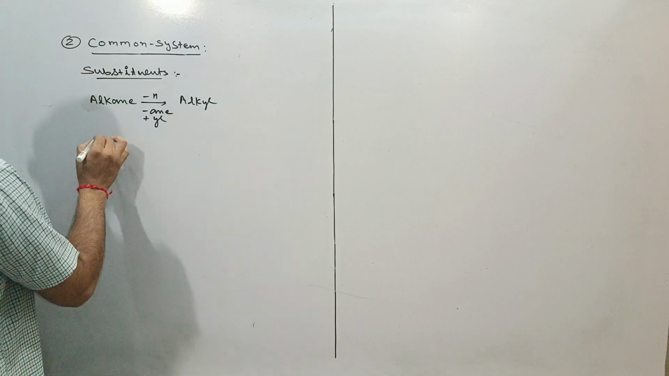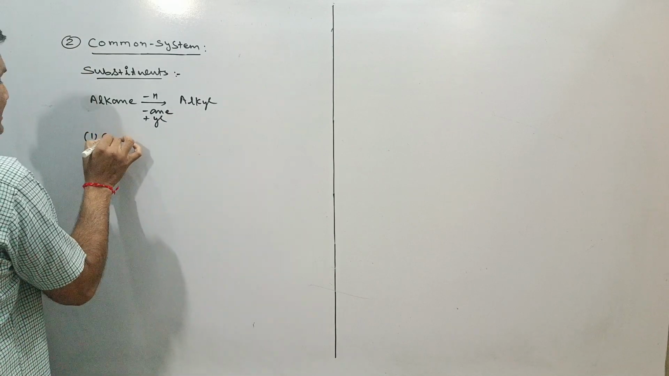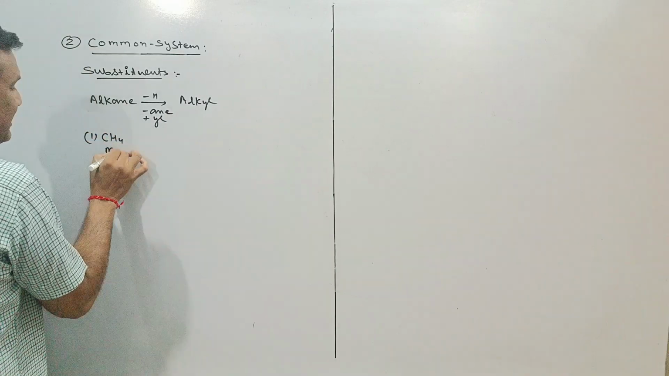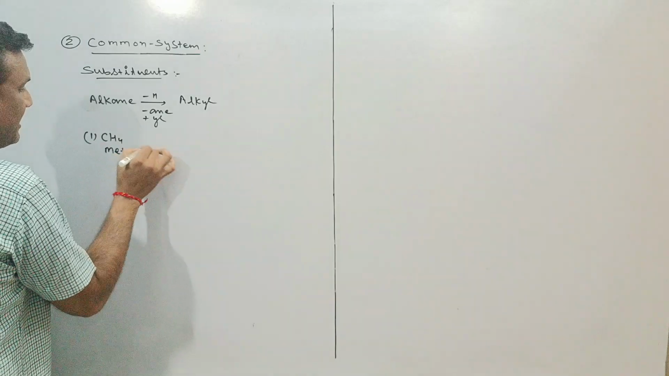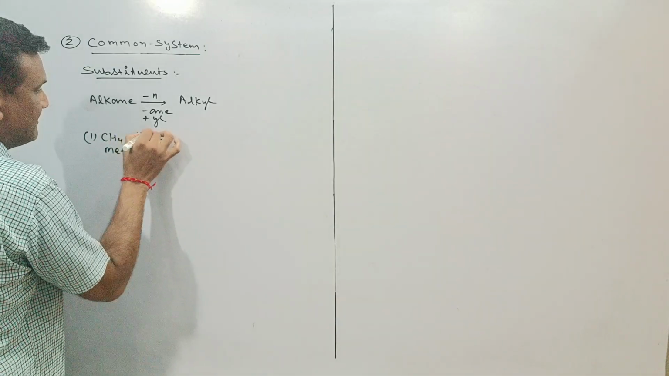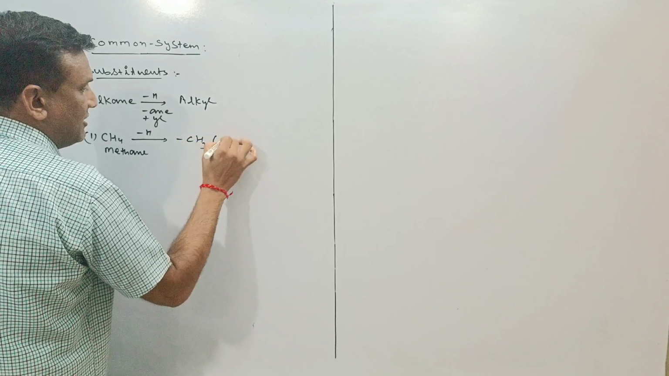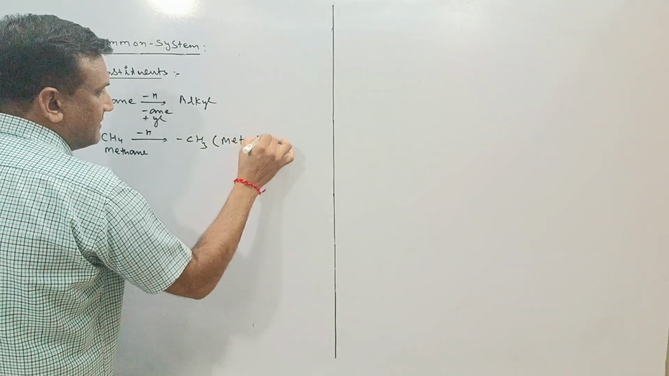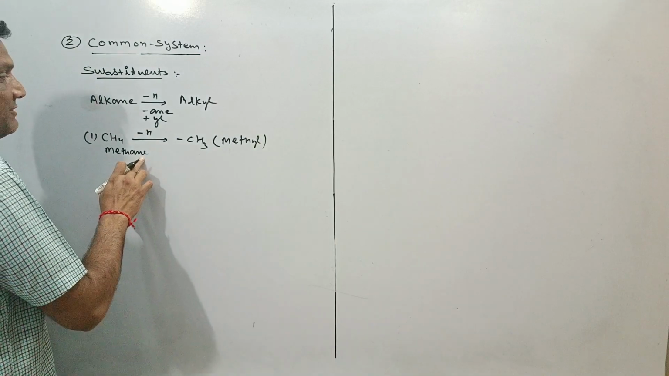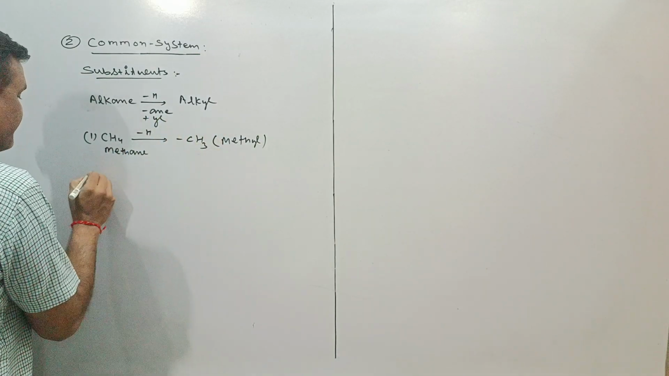If we go first of all with CH4, this is called methane, and if you remove a hydrogen, then it will form CH3. It is called methyl. Here you can see, we removed "ane" and used "yl".